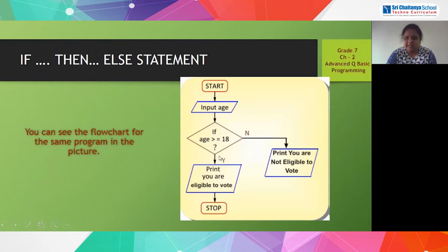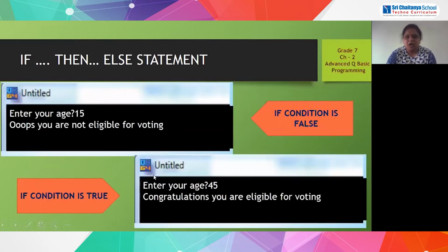If it is N, no, then it is going down. Okay, see here, Y means yes. If it is true, then it is going down and it is printing, print you are eligible to vote. If it is false, see it is going like this and here it prints you are not eligible to vote. Then it will stop the program. Let us see the output.